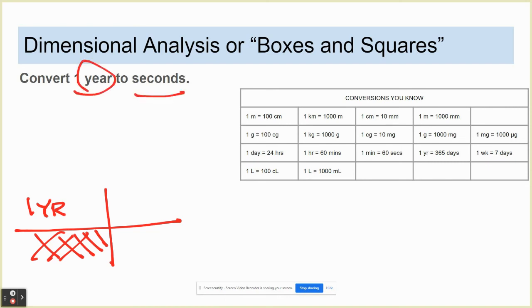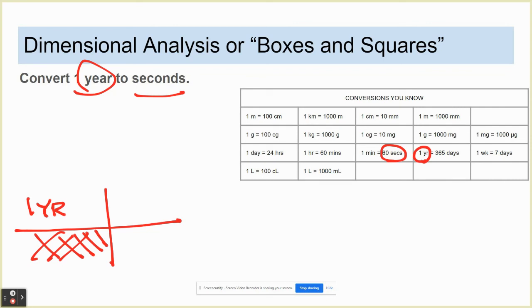So if you look at your conversion factor, 1 year is where? Right here. And seconds is where? Right here. Okay. You see it? But there's nothing common between these two. That means you have to convert from one unit to another. So look closely. I'll tell you how to do this in sequence just by looking at your boxes and squares.